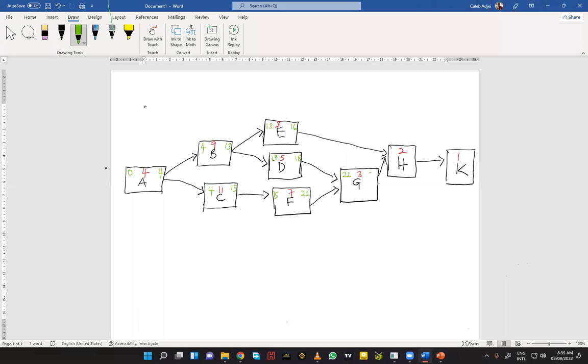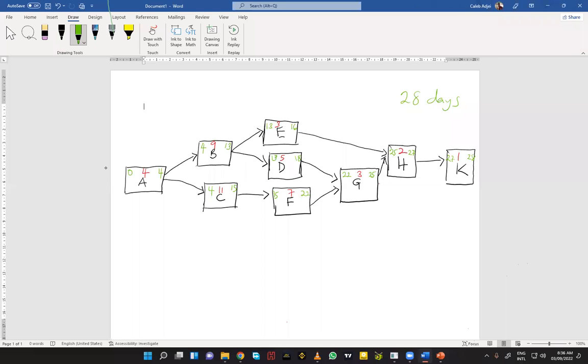So 22 plus 3 will give us 25. And now for activity H, because we have 16 and 25 coming here, we'll pick the highest, which is 25. And this will give us 27. And 27 will be here. 27 plus 1 will give us 28. So in all, the project is expected to complete in 28 days.